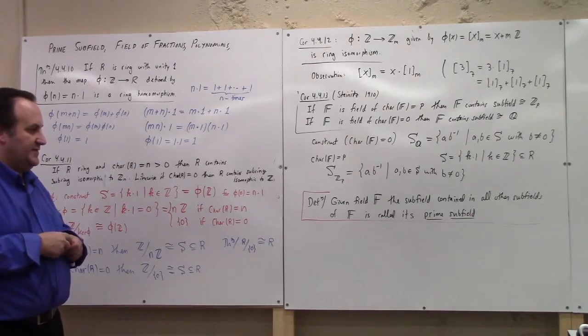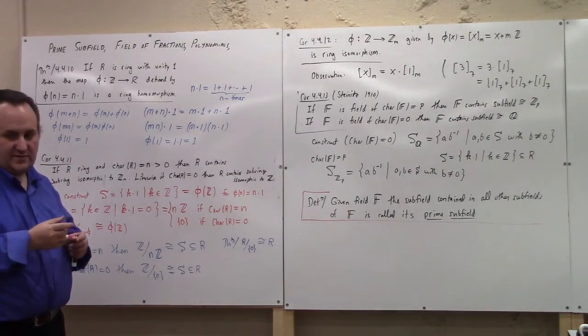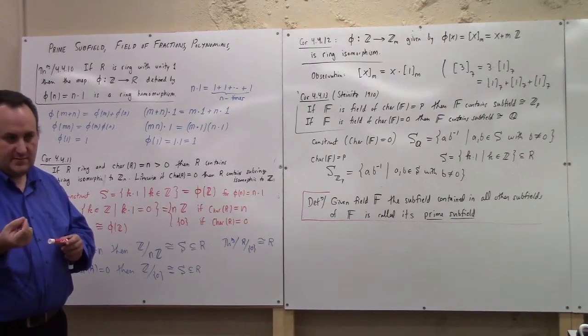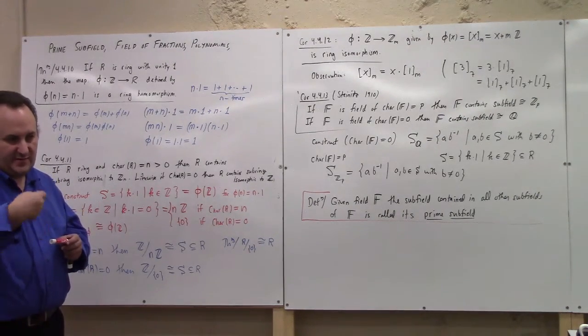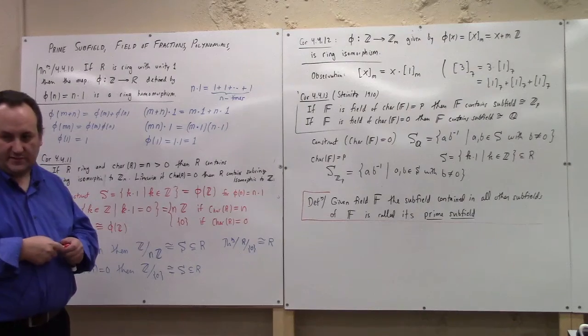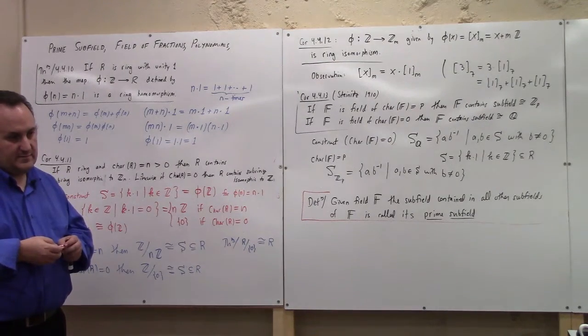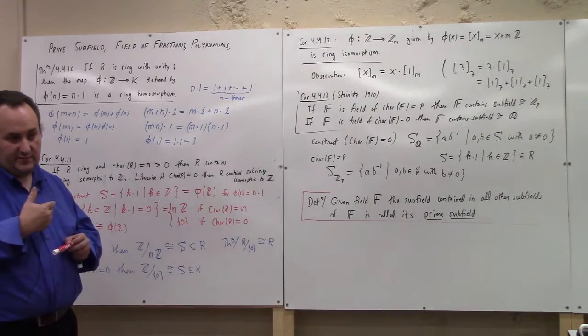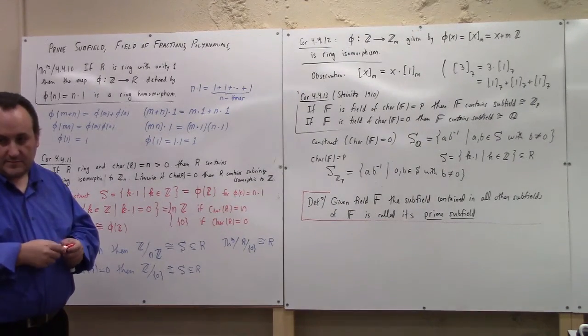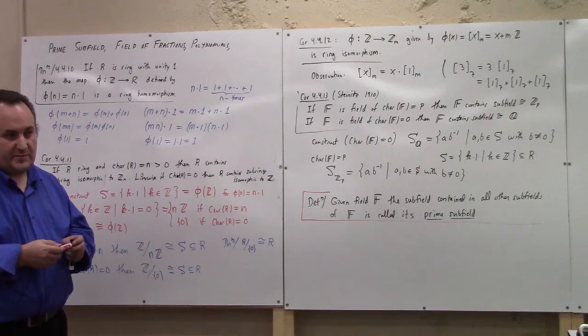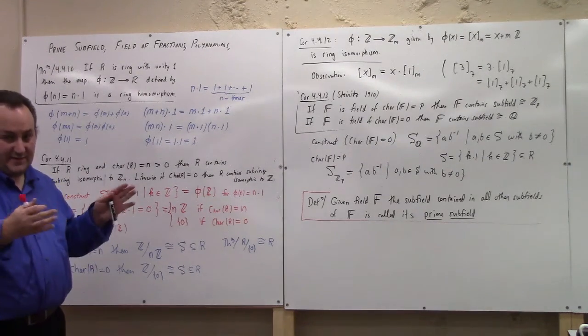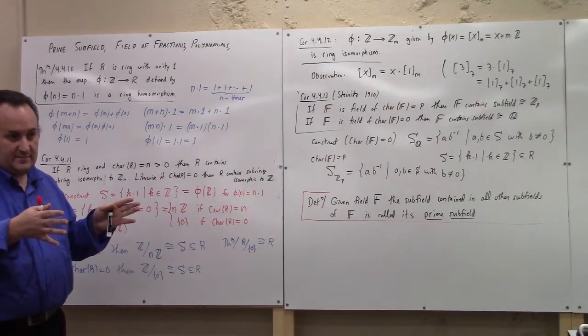Because whatever your field is, you can just take the number 1 in the field and add it to itself a bunch of times to create the integers of the field. All right? And then since you're in a field, you can look at the reciprocals of those, right? Because every non-zero element in a field has an inverse, and that constructs a field inside the field that you're looking at.